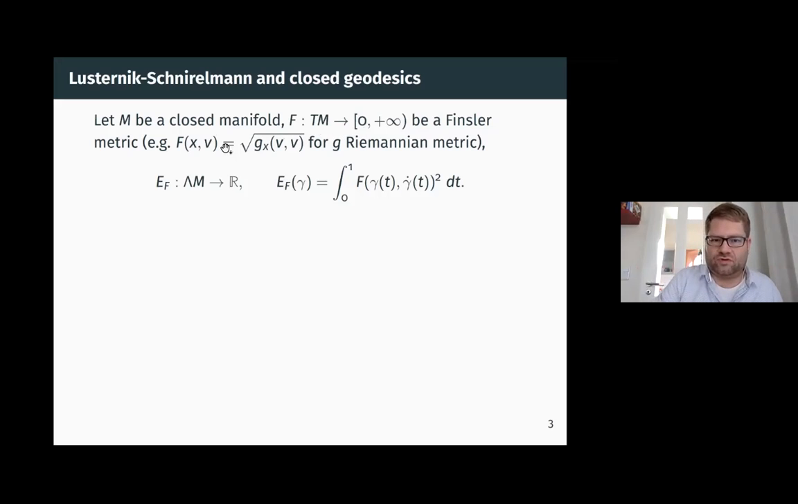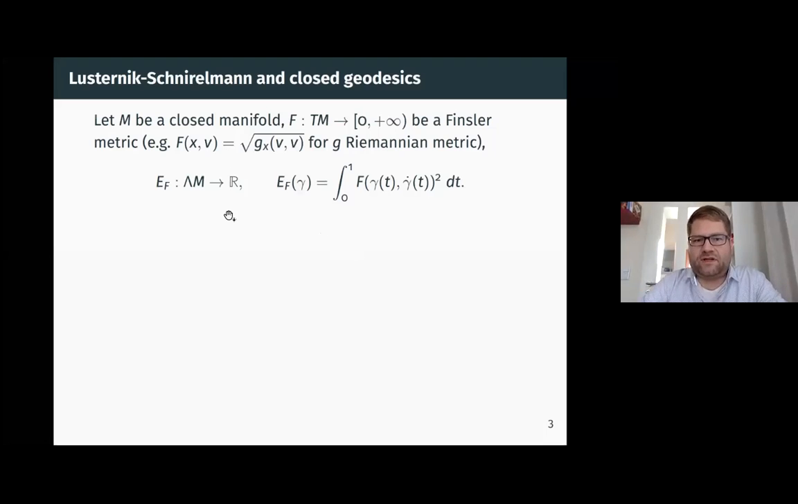If you just want a simpler example, just think of the Riemannian metric. A Riemannian metric is an inner product on each tangent space, and this induces a norm on each tangent space. And in this way, we can define a Finsler metric. So this would be a special case of a Finsler metric, which can be generalized to have some properties, which I don't want to go into today because this would be a bit too much.